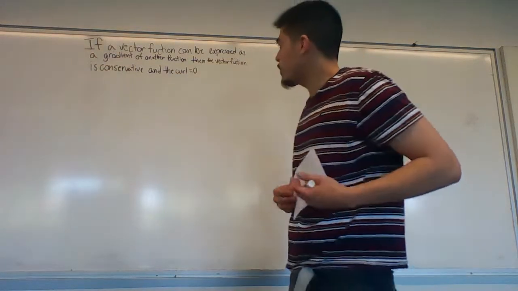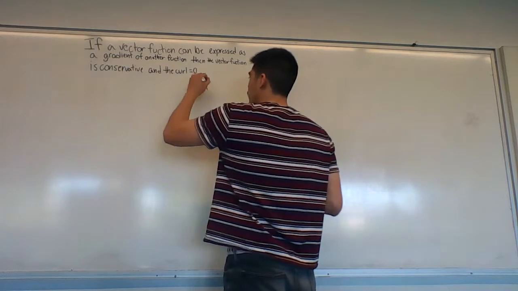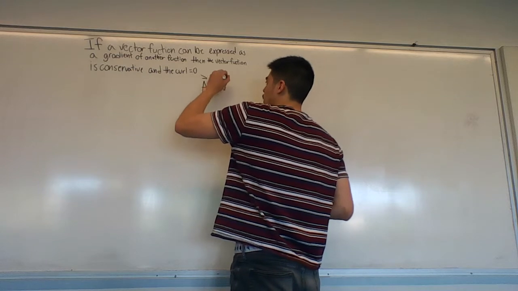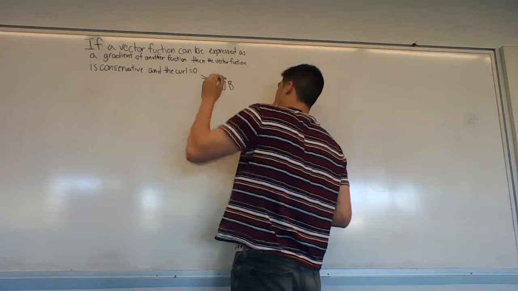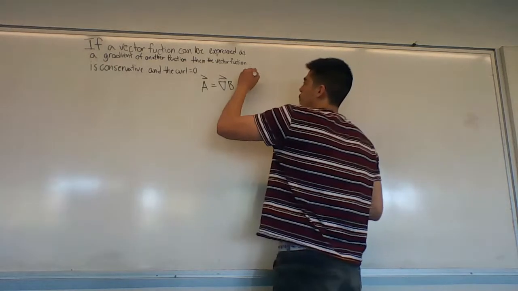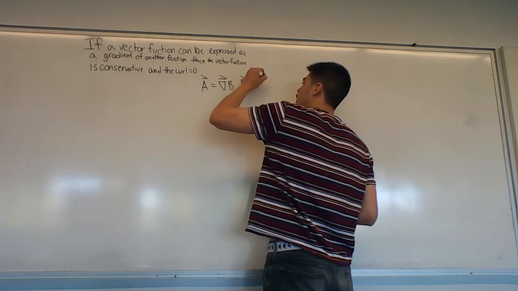So, to begin, suppose we have some vector function A, and we know that it could be expressed as the gradient of some other function B. And we know that is true. So we want to prove that the curl of A is equal to zero.